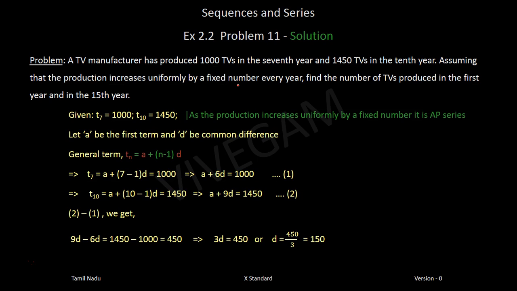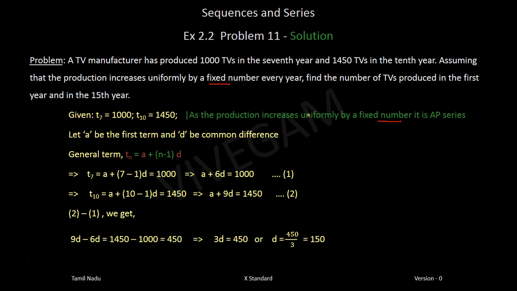So let's look at the solution. What is given? The 7th year production, that is T7, is 1000, and the 10th year production is 1450. As I told earlier, this is an AP series given by this condition. As the production increases uniformly by a fixed number, it is an AP series. This is a key point.